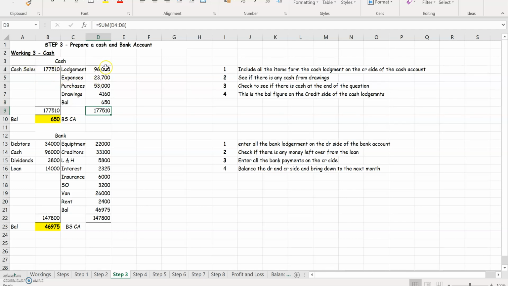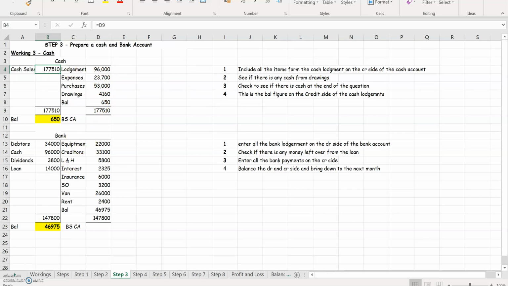Because the money that we got to pay for our lodgement, to pay for expenses, to pay for our purchases, to pay for drawings, all that was cash that we'd have to have got from somewhere. So your cash sales is 177,510. If you didn't have this cash, we won't be able to do any of this stuff here. So that's the first part for the cash.